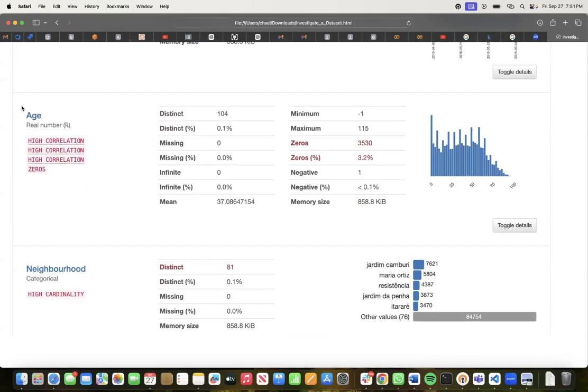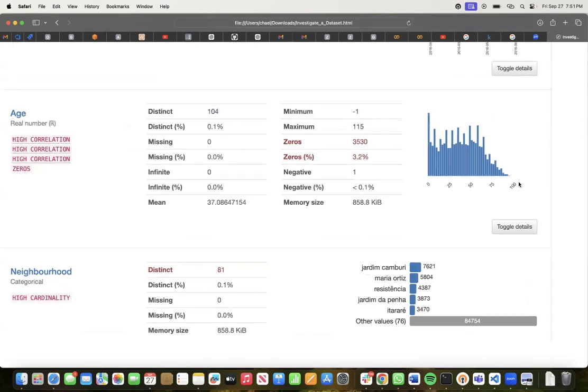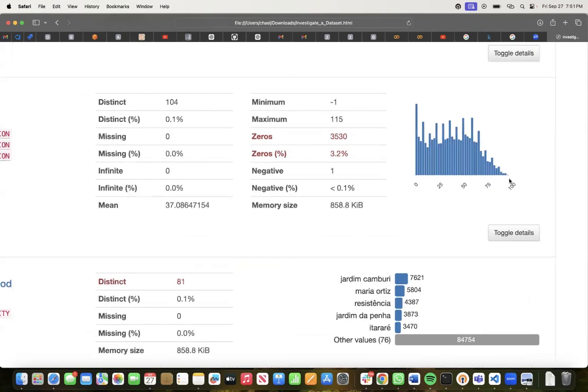Then we have gender too. Distinct-wise, we have 104 distinct age values. So that is how wide our age range is, from 0 to almost 100. I'm not sure it gets to 100, but we are looking at about 80-something to 90-something. So it means we have old age in it.